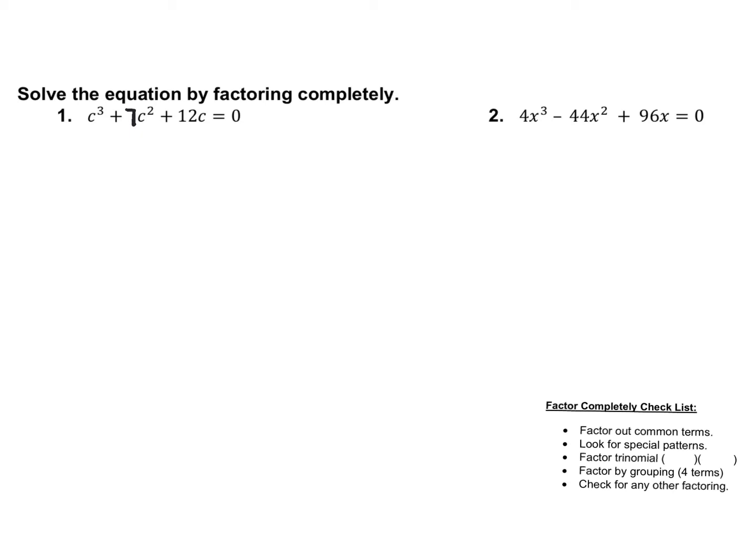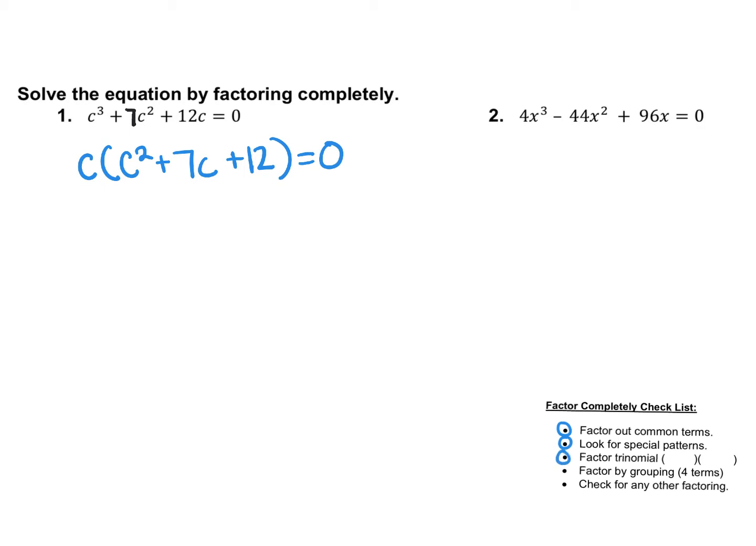All right, so let's go through our checklist. First of all, we're going to factor out any common terms. So looking at c to the third plus 7c squared plus 12c, I can see that I can factor out a c. So I'm going to have c times c squared plus 7c plus 12, and that's going to be equal to 0. All right. Now let's look for any special patterns, and I don't see any special patterns.